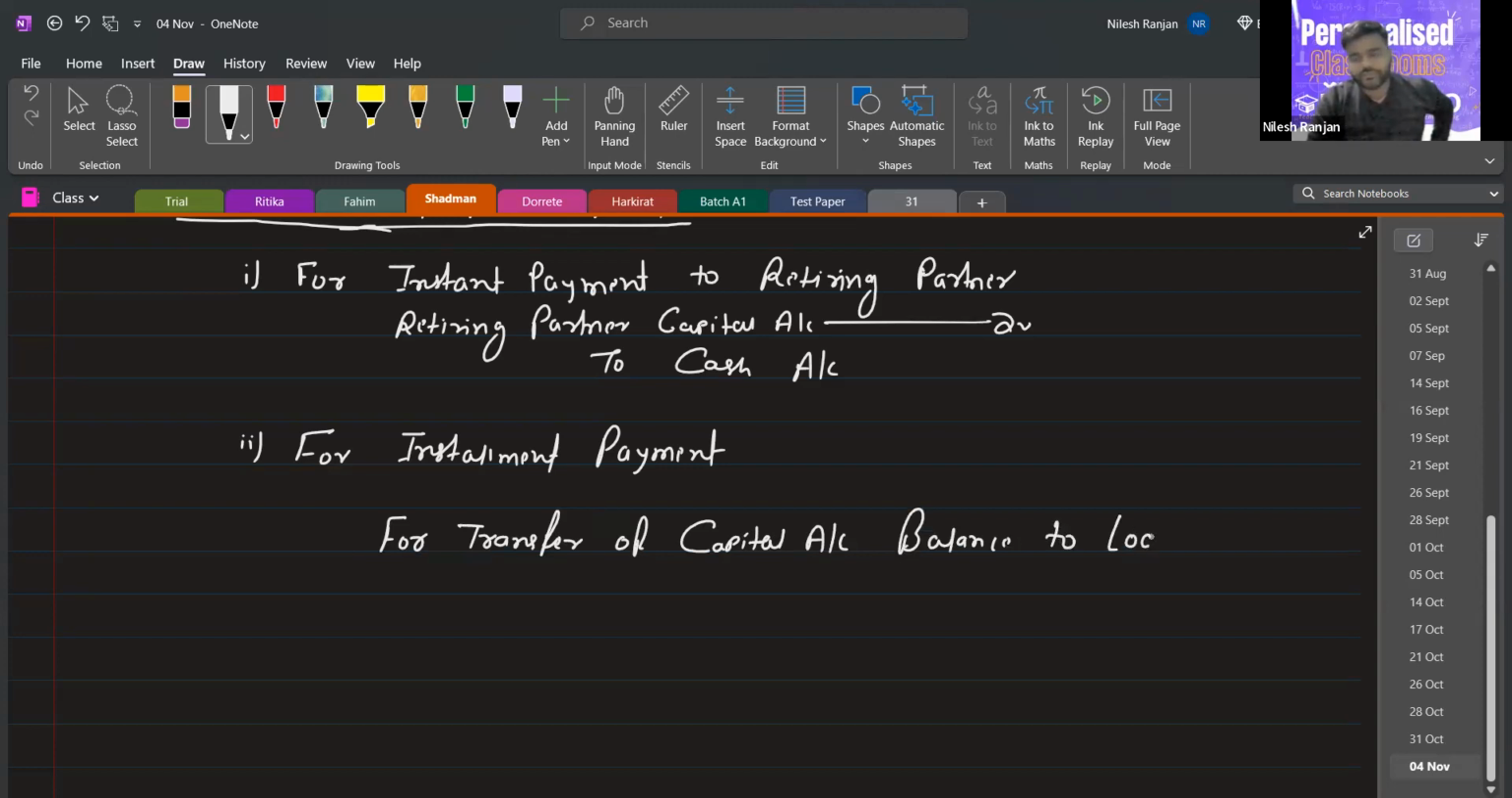In this case, loan account will be credited because this is a liability for the firm, to loan account, or you can say to retiring partner's loan account. So the entry will be retiring partner capital.